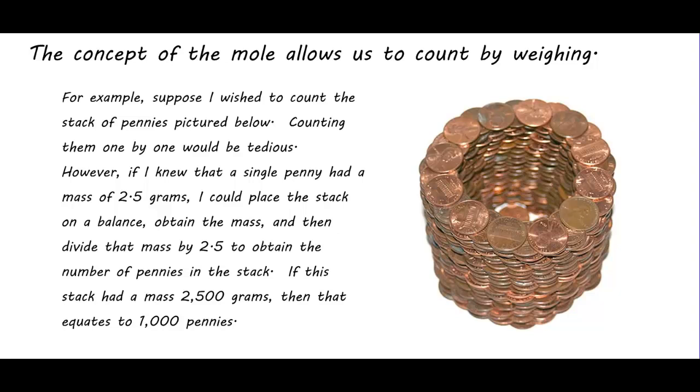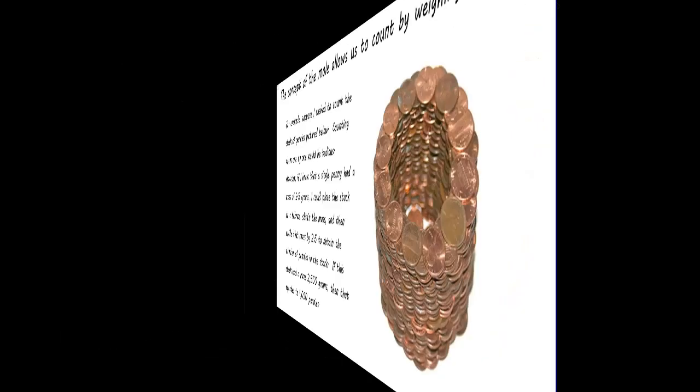You come back to me and you say, give me a balance. So I give you a balance, you place a single penny on that balance. You determine that its mass is 2.5 grams. You then take and place the entire stack of pennies on that same balance. You determine that the total mass is 2,500 grams. Then, utilizing a little bit of mathematics, 2,500 grams divided by 2.5 grams per penny, you determine rather quickly that there are 1,000 pennies present. This works real well in this example of pennies in the macroscopic world.